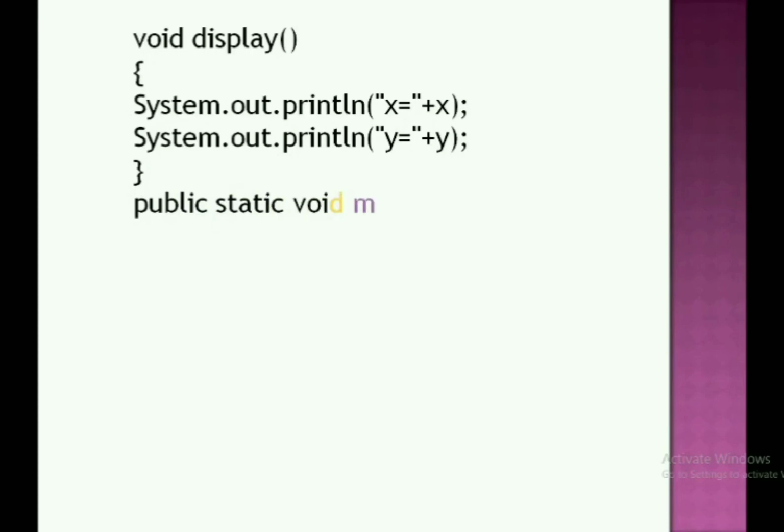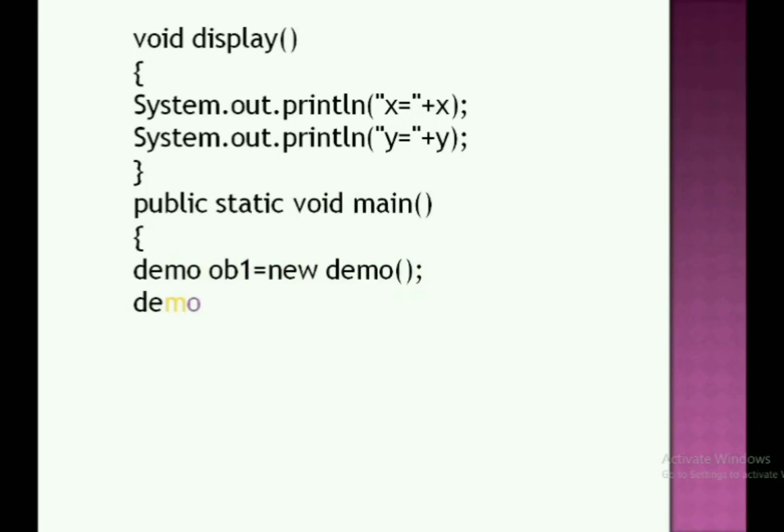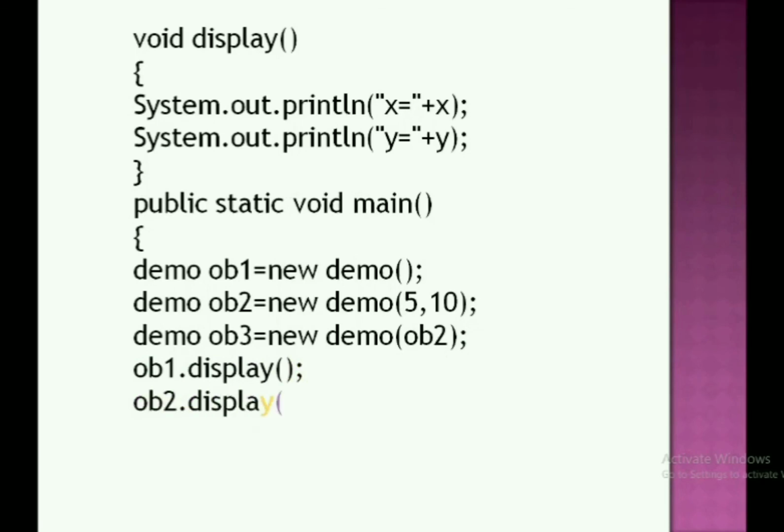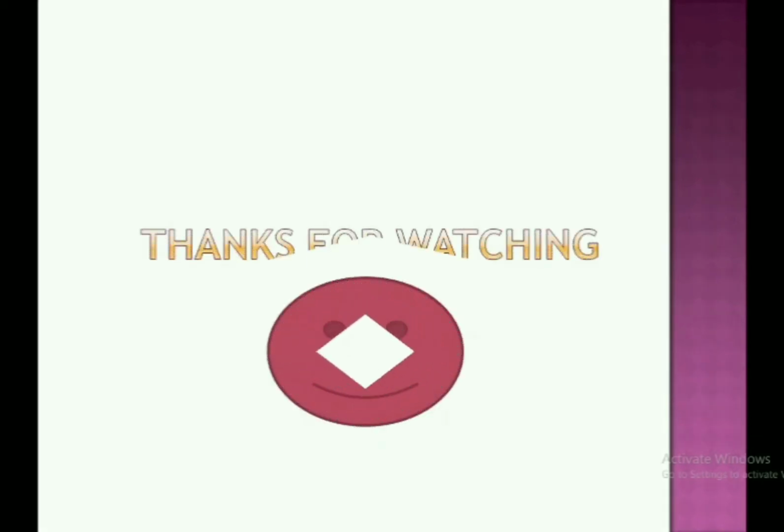Now we are making the main function, and in this we are creating objects with the names ob1, ob2 and ob3. In the first line we are calling the default constructor, in the second line we are calling the parameterized constructor, and in the third line we are calling the copy constructor. Now we are calling the display method using the above objects. This is the method for calling the copy, parameterized and default constructors. For input you can use either the Scanner class or the Buffer class. Hope you enjoyed the video. Thanks for watching.